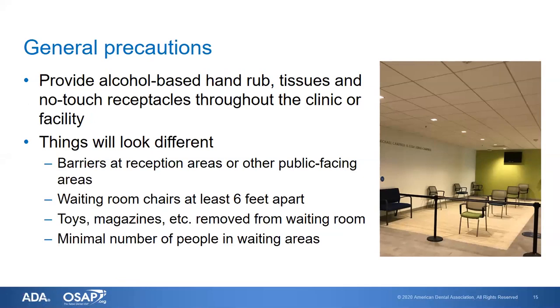General precautions. Think about providing alcohol-based hand rub, tissues, and no-touch receptacles throughout the clinic and the facility and in the waiting room, along with that signage. Things are going to look a little different with those barriers at the reception areas and other public-facing areas. Waiting room chairs should be at least 6 feet apart, ideally bringing individuals in one at a time so they're not even sitting in the waiting room, and asking visitors to wait outside of the building unless the patient is a child or an adult who needs assistance. Toys, magazines, and soft surfaces that aren't necessary should be removed, keeping the minimal number of people necessary in waiting areas.